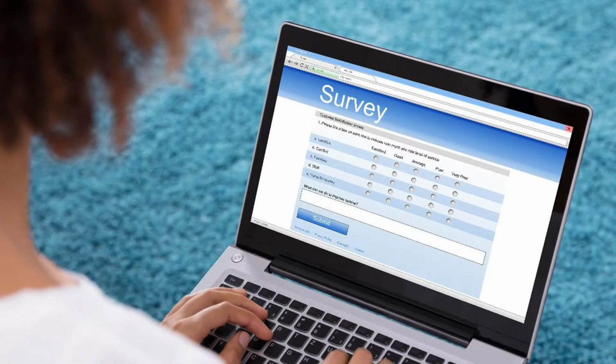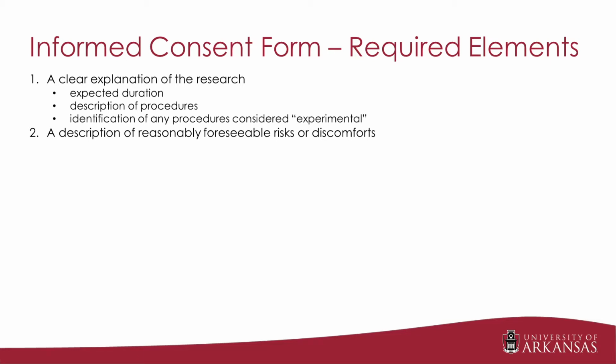Again, a lot of the studies we're doing here on campus involve surveys, and there's not a lot of risk there. But if there are any risks associated, you have to inform your participants of them. You will also have to let participants know what possible benefits may be expected to come out of the study.